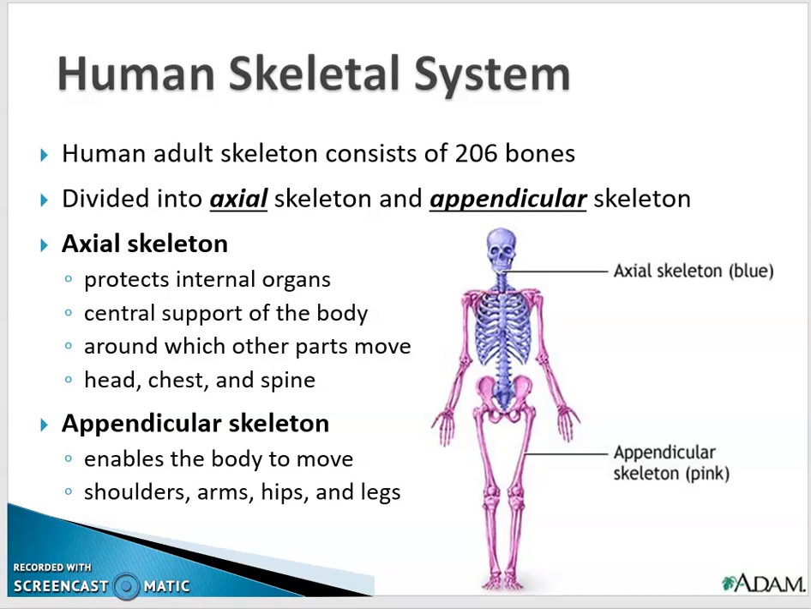Versus the appendicular skeleton, and once again, the arms and legs. Very inconvenient to have to live without these appendages, but life is possible, not easy, but possible without that structure. Without the axial skeleton protecting the internal organs, life is very much challenged. So there's a big difference there.